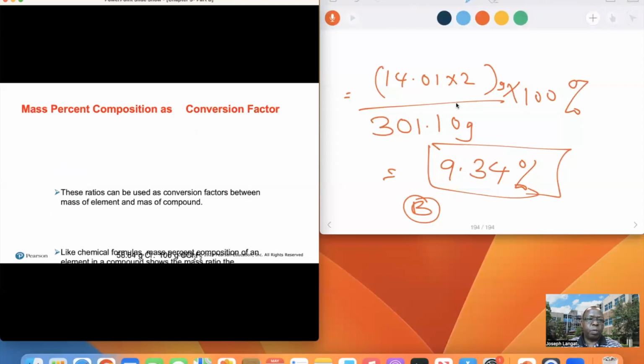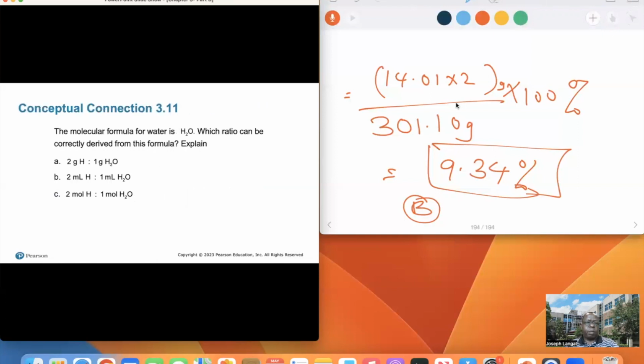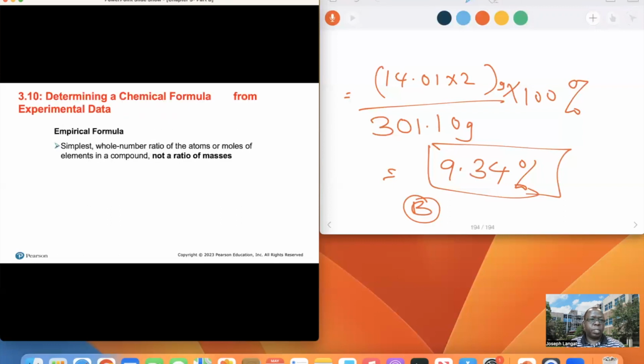Mass percent is a conversion. You can look at how a conversion factor can be used. In this case, how you interpret the chemical formula for H2O, the ratio is based on the number of moles. So you read this that for every 2 moles of hydrogen, you have 1 mole of H2O, not ml, not grams. The correct answer is C for this.